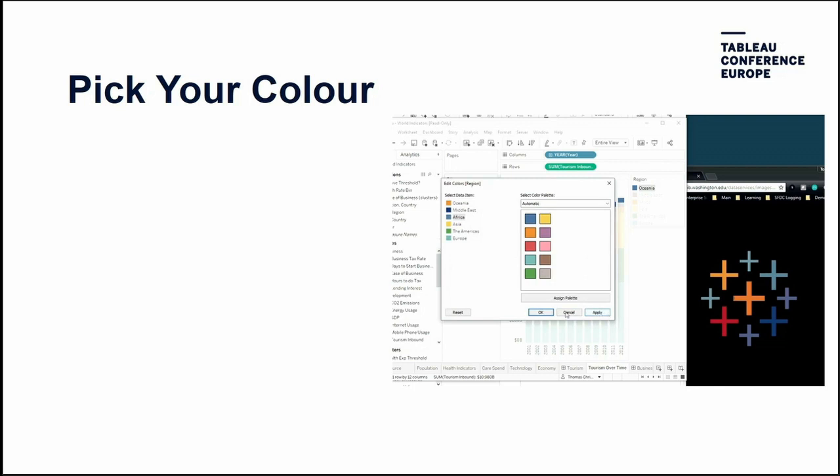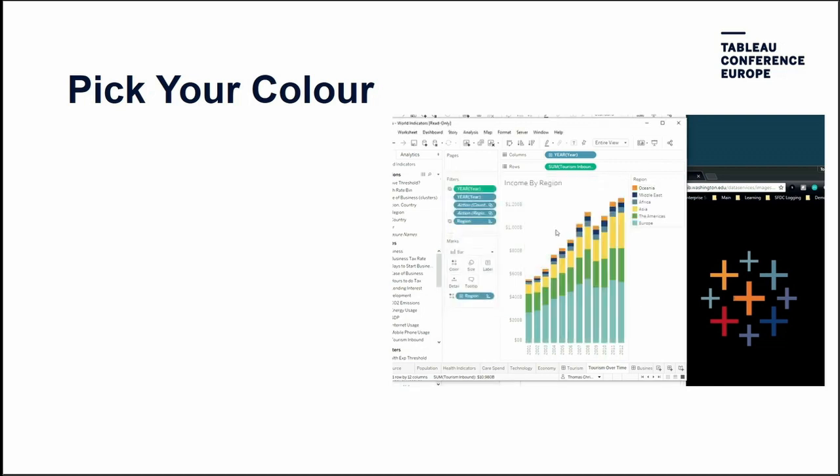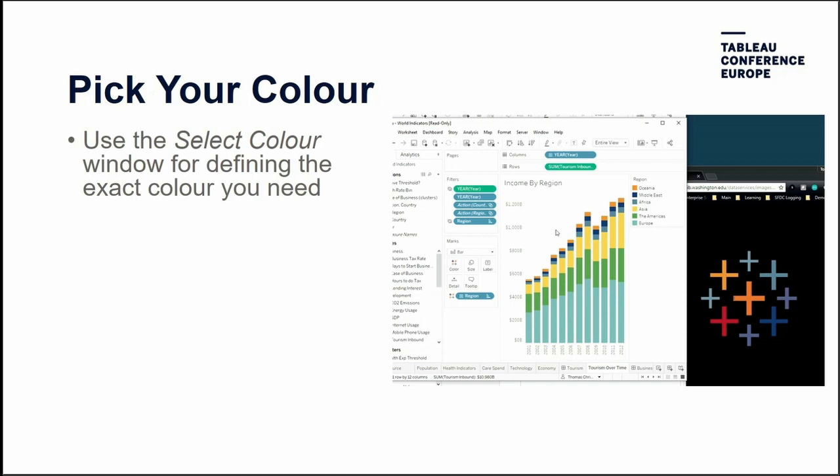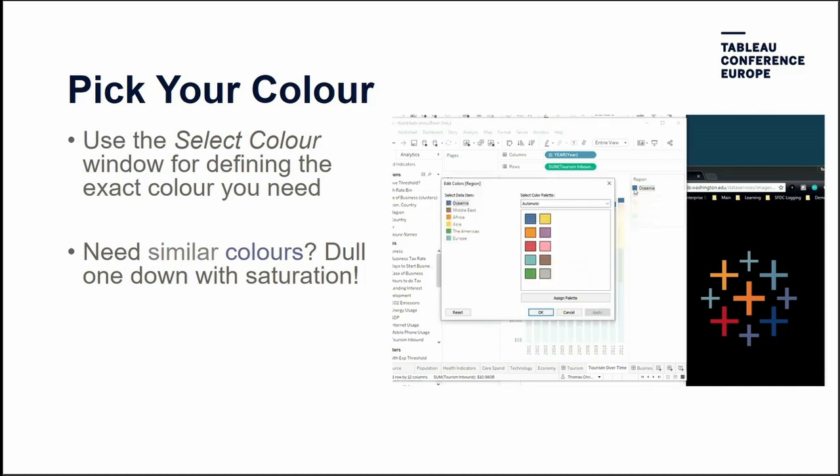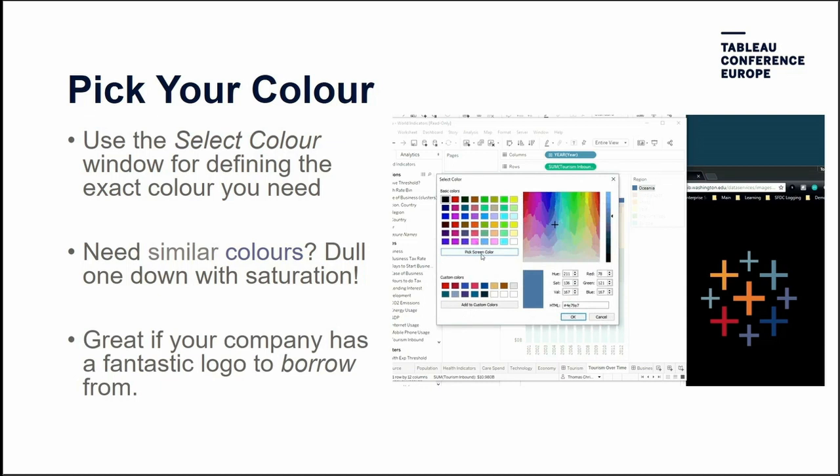And this just lives when you double-click any of the elements on the color palette. If you need similar colors, a neat little trick is just to dull it down by changing the saturation of the same color repeatedly. And again, borrow people's work already.